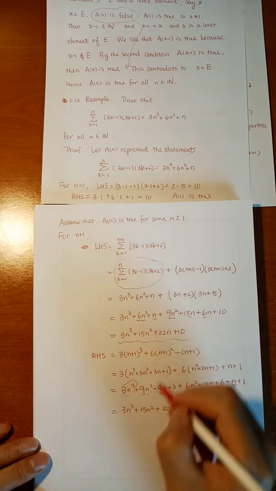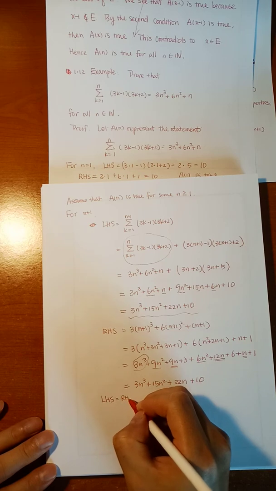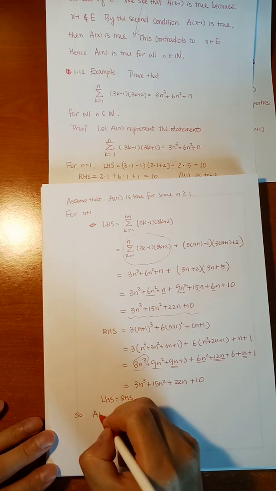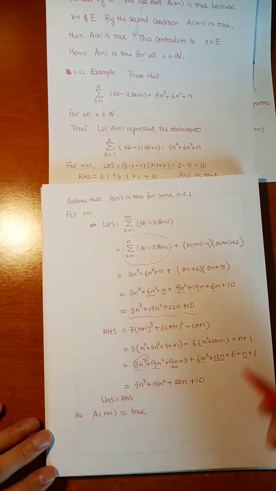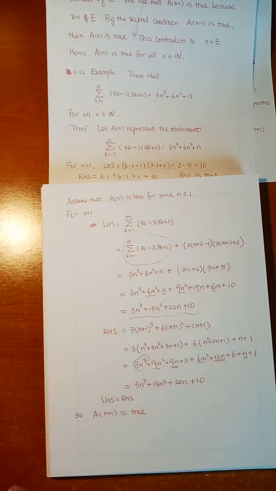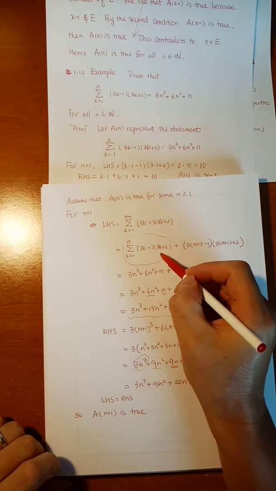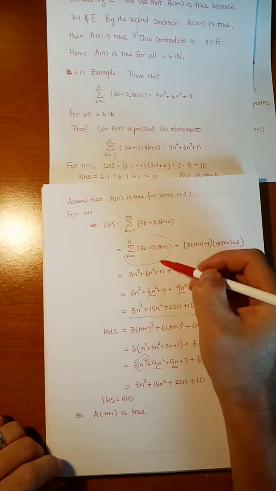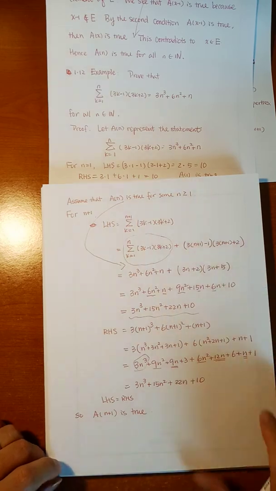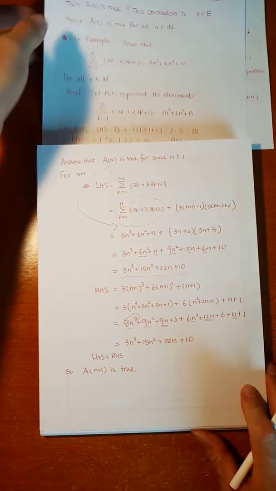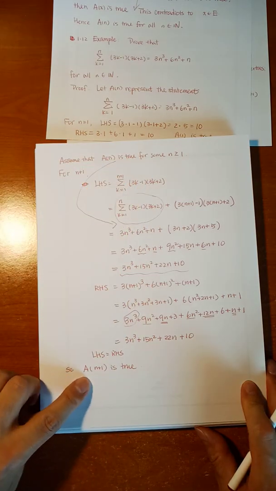See, the left hand side and right hand side are equal. So A(n+1) is true. In this whole process, when you try to prove A(n+1), you do use your assumption A(n) is true. In this step, you do use this condition. It means from A(n) is true, you get A(n+1) is true.